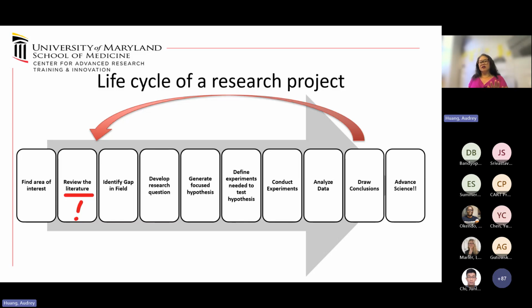You're going to identify a gap in the field that you're interested in pursuing, answering, solving. You'll develop a research question. And then from there, you'll generate a focused hypothesis once you dig in a little bit more. And then you'll define the experiments, or somebody has defined the experiments for you as you've progressed along your training path. You'll conduct the experiments, analyze data, draw conclusions, advance science. And as you're drawing conclusions, you'll find more gaps and you'll go back and review the literature and pursue those gaps. So it is a cycle.